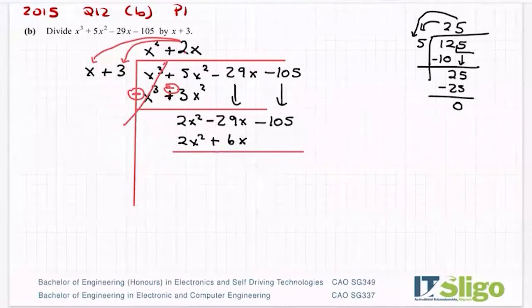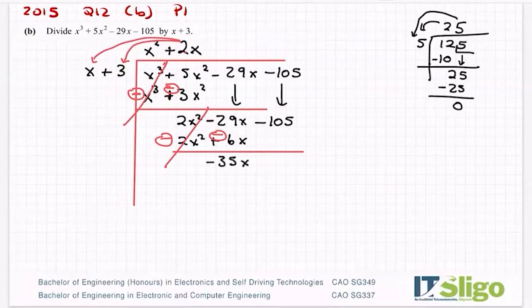What we're trying to do, just like before we tried to cancel the x cubes, here I'd cancel the x squareds. Here I'd cancel the x's. So change the sign, change the sign. They cancel. So now I have minus 29x minus 6x is minus 35x, and I haven't used the minus 105 yet. And then you do the same again.